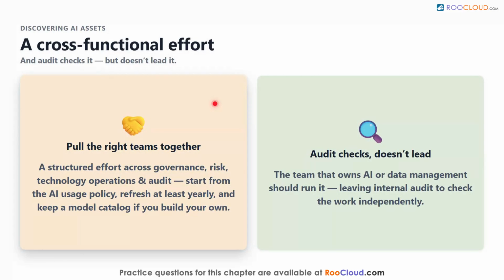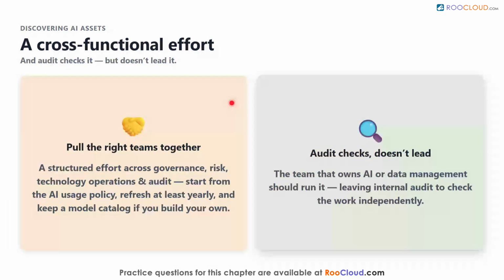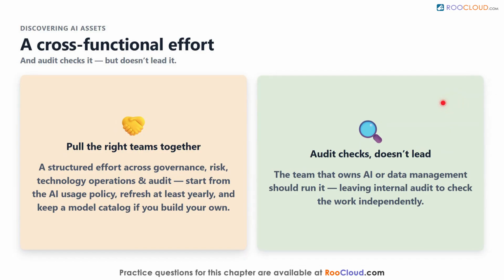Because of that complexity, discovering AI assets, both inside and at the edges of the organization, takes a structured, cross-functional effort that pulls together governance, risk, technology operations, and audit. One important rule: internal audit should not lead this effort, because the team that owns AI or data management should run it, leaving audit to check the work independently. A good starting point is the AI usage policy, since much of the groundwork may already be there, and the inventory should be refreshed at least once a year. Organizations that build their own AI should also maintain a dedicated catalog of their models.